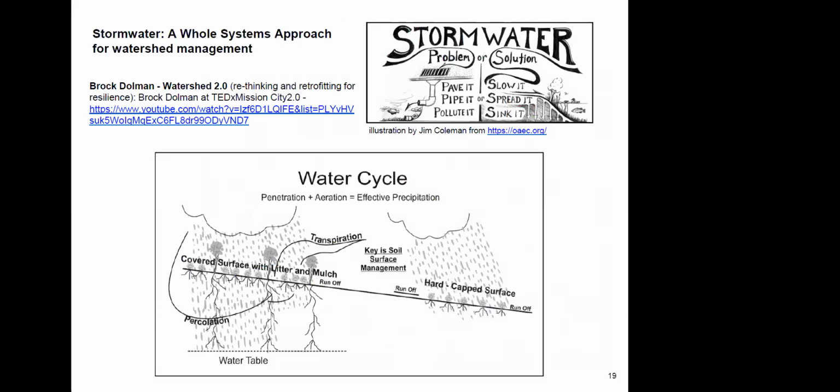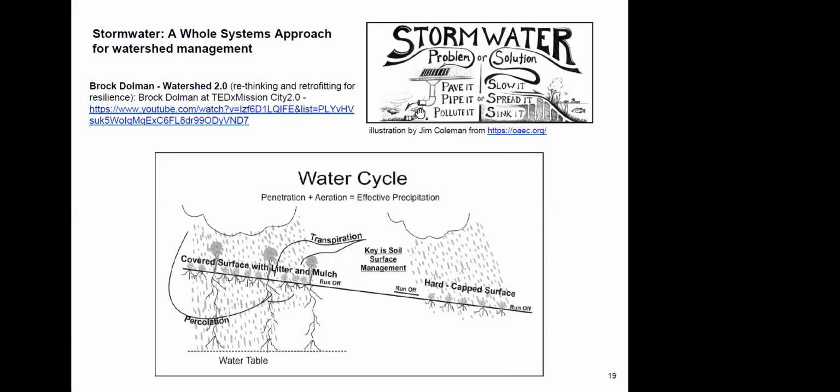And then also use whole systems thinking for stormwater management. Those of you who've come across Brock Dolman, I really encourage you to look at his material on YouTube. He's also done a couple of TED Talks, and I think he's the guy that pretty much coined what to do with stormwater. So the typical engineer in a linear system, what do engineers do with stormwater? Well, they pave it, they pipe it, and they pollute it. So it's out of sight, out of mind, the fastest route.